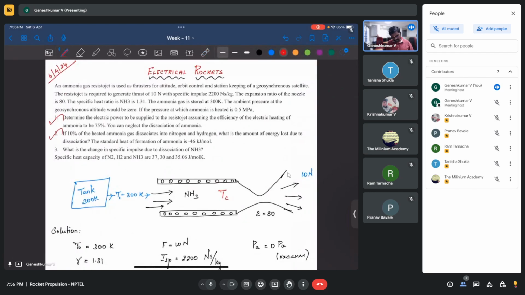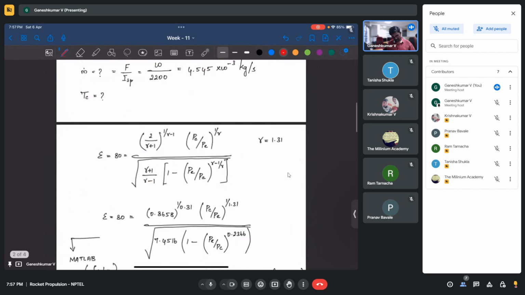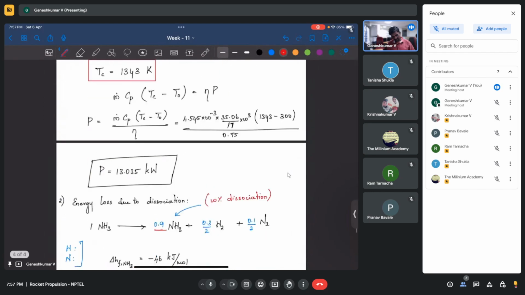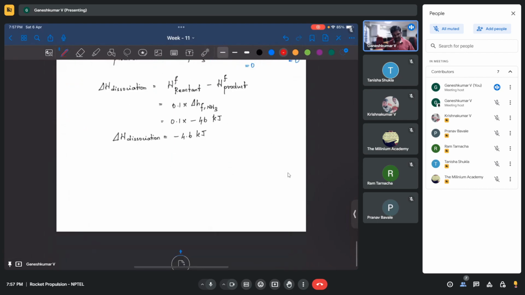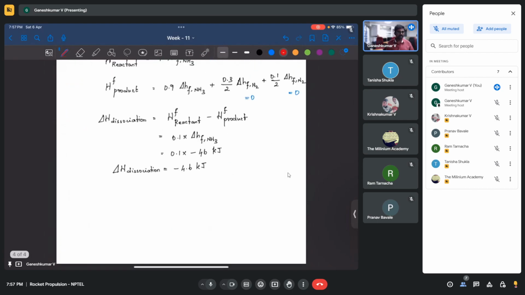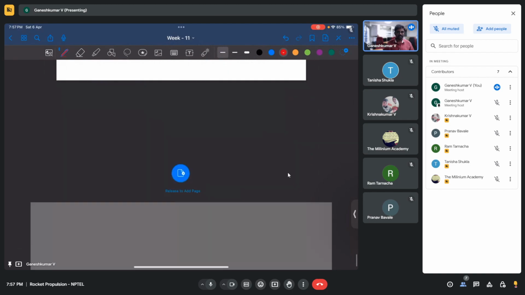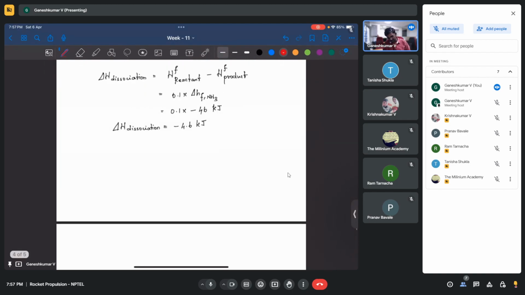Now the next question is, because of this dissociation I am going to have a performance issue. I'm going to have lesser performance at the exit of the nozzle. So what would be the change in specific impulse because of the dissociation, and how do we calculate that? Any idea how do we calculate it? Because of dissociation, what is happening? If we understand that, we will know the reason for the performance loss.